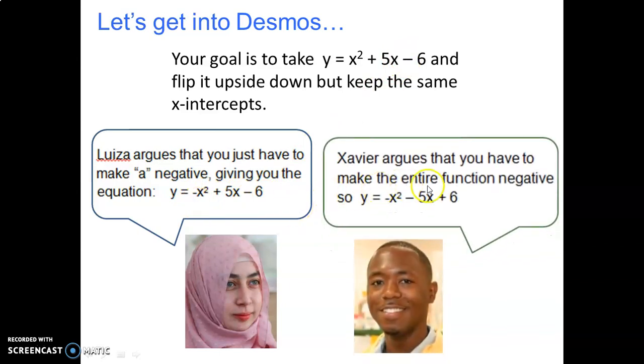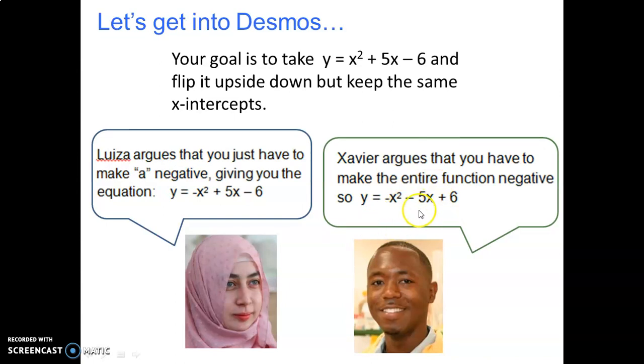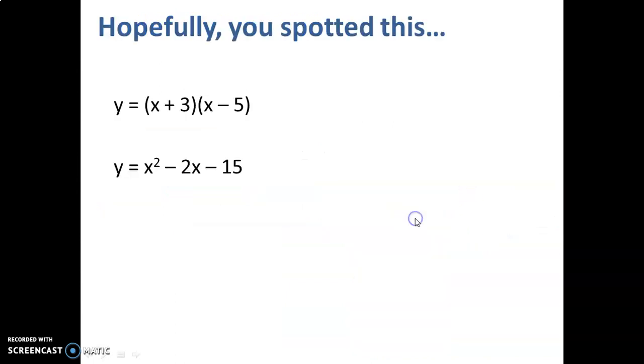All right, Xavier argues you have to make the entire function negative. So he says take this whole thing, multiply everything by negative sign to change it to this. Check on decimals. Who's right? Who's wrong? Okay. Hopefully you notice Xavier is correct. You need to multiply everything by negative. So let's take a look.